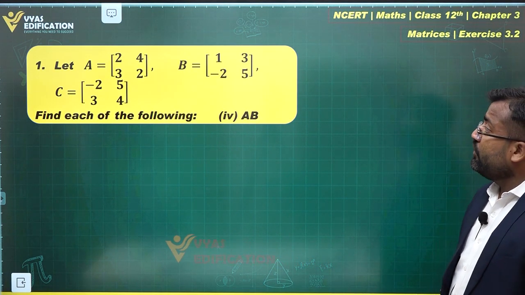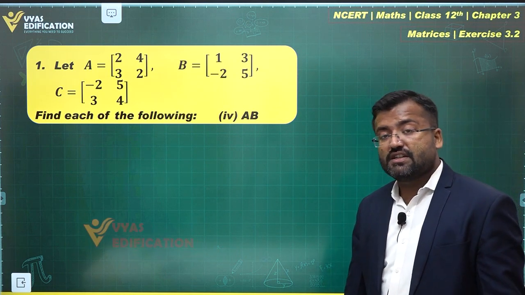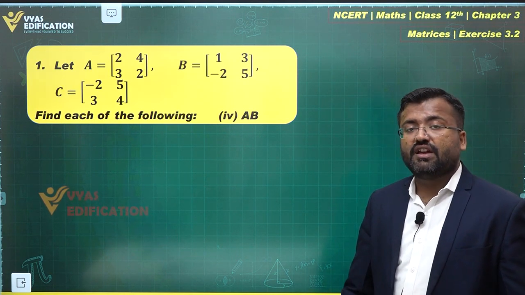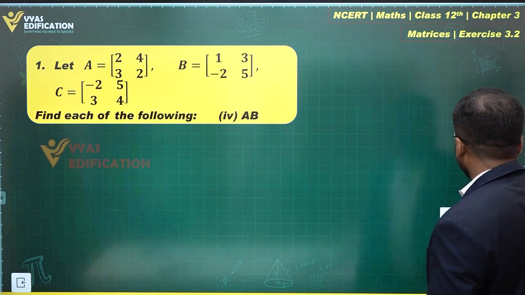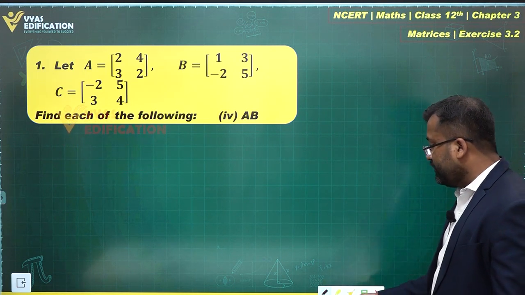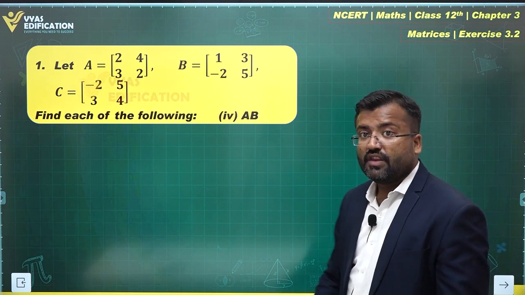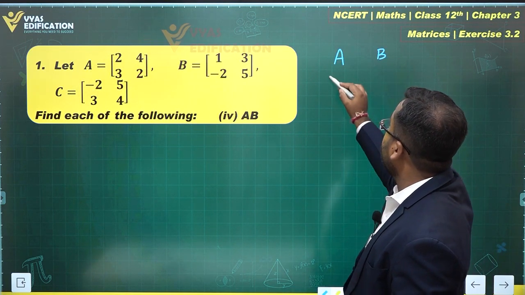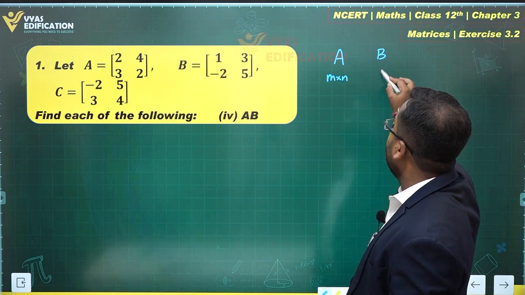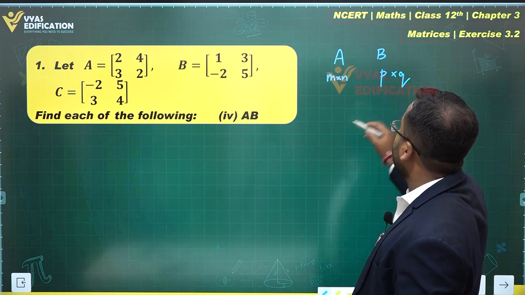Let's take a look at this fourth part. What are we asked? We are supposed to find the product AB. Now the product AB can be obtained easily if the product exists first of all, and when can you find the product? For the product of two matrices A and B having order M by N and P by Q, this and this should be equal.